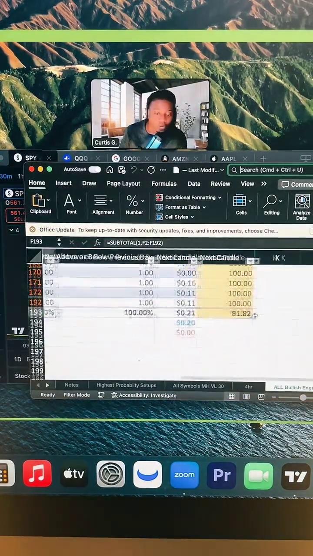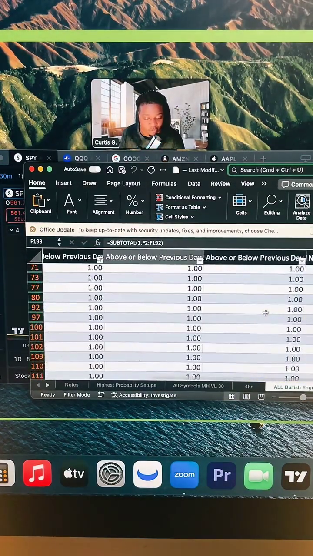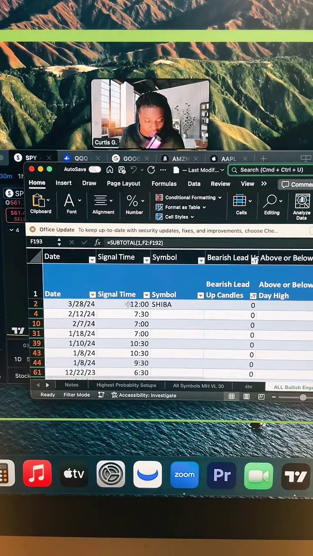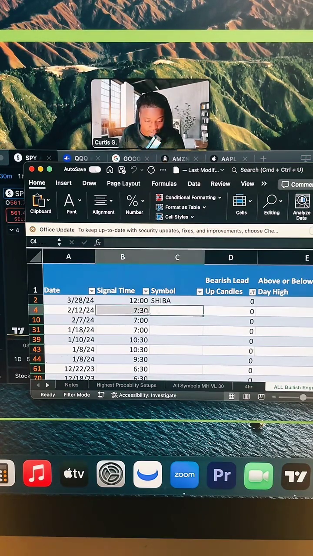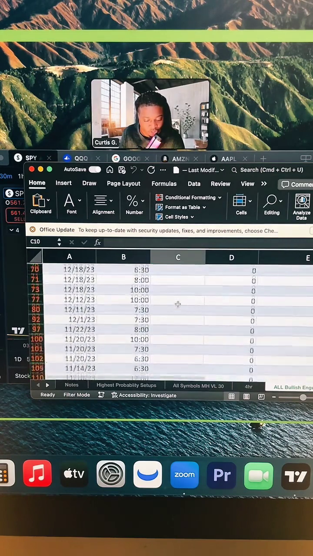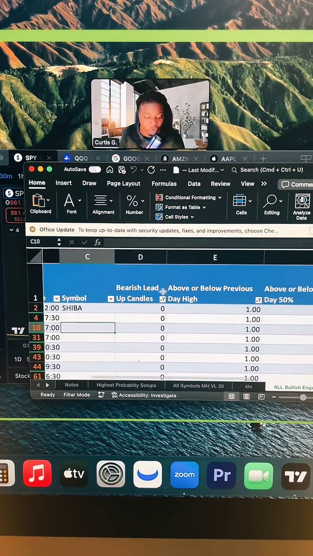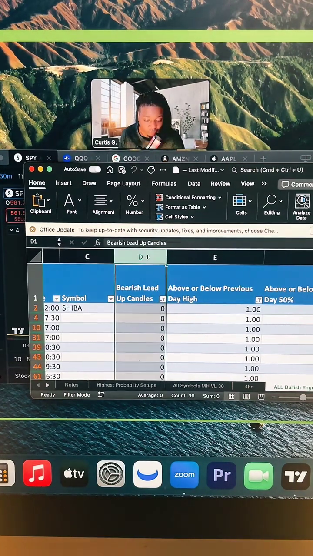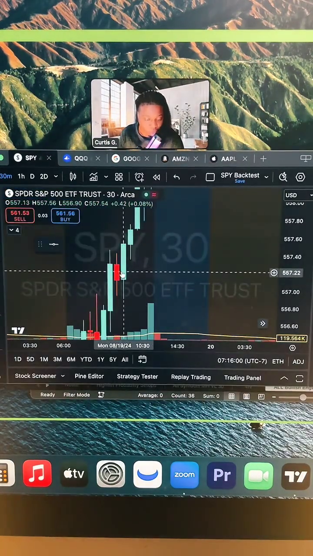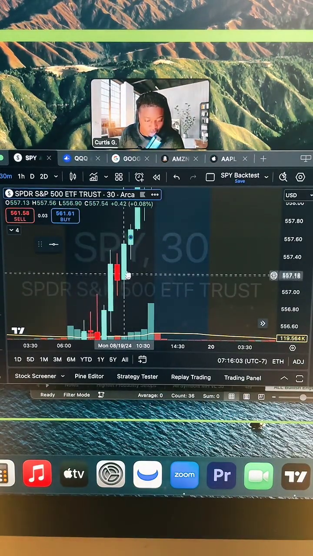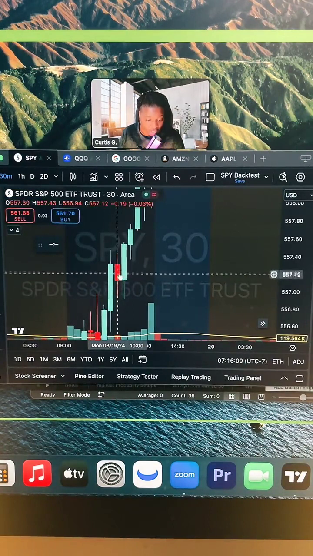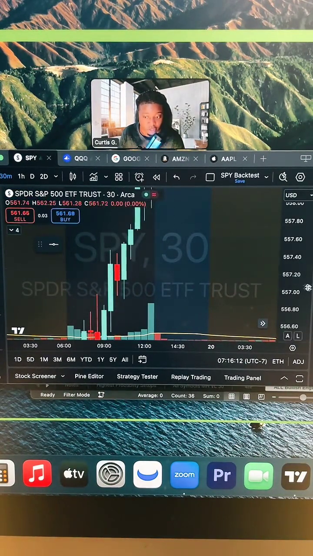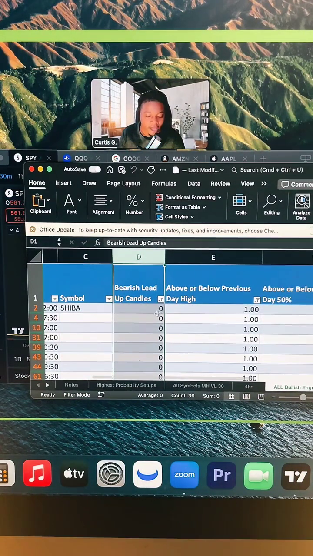All right, Liam, thank you for asking that. This is a manual backtesting log that I made on Excel. I did the date, I did the time that I saw the bullish engulfing, and then I was recording the symbols, but then I just said I'm just going to do SPY only. The next thing that I looked for was bearish lead up candles. What does that mean? In this column, bearish lead up candles means: was there more than one bearish lead up candle? If there was more than one, on my backtesting log I put a 1. If there was only one, as we see here, I put a 0.